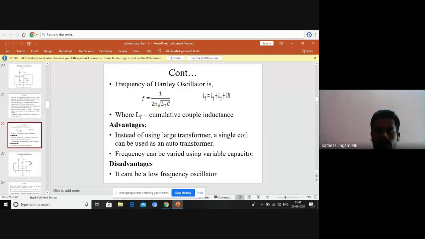So that is the frequency of oscillations. Advantages: one more advantage is that the frequency can be varied using a variable capacitor. As I already told, in our previous oscillators that provision was not there. The provision has been given here only. Frequency can be varied using a variable capacitor, like a potentiometer.